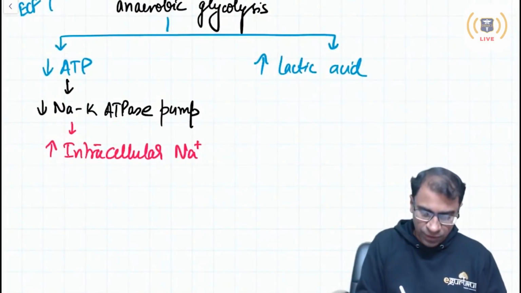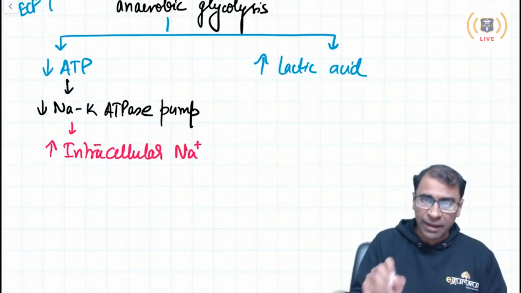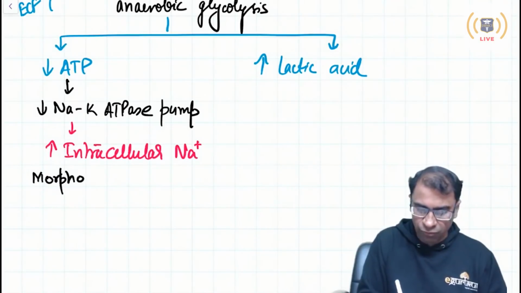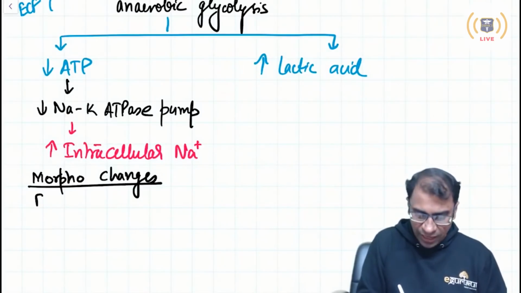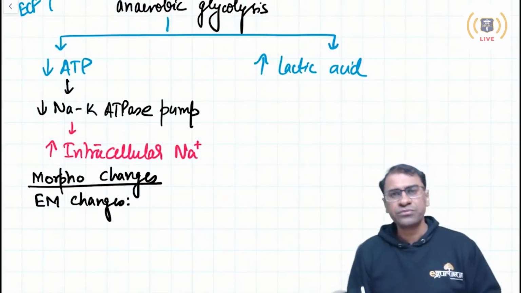Let's write it here only. So what are the morphological changes? This was the biochemical changes. Let's now write what the morphological changes are here. The first change that will occur is that of electron microscopy, that is EM changes.